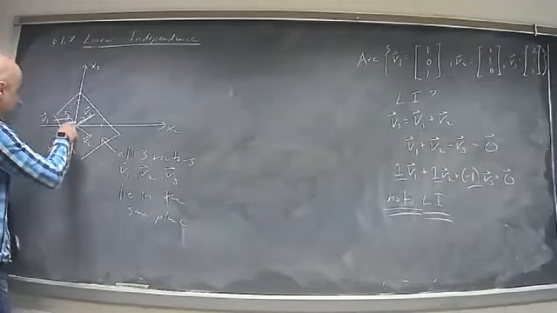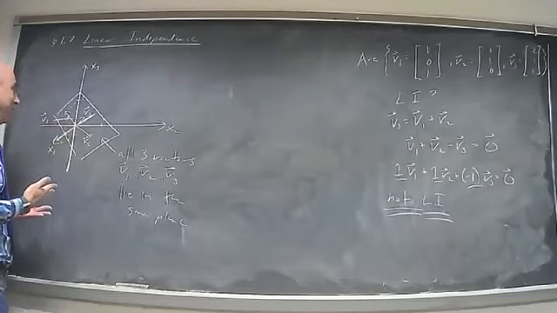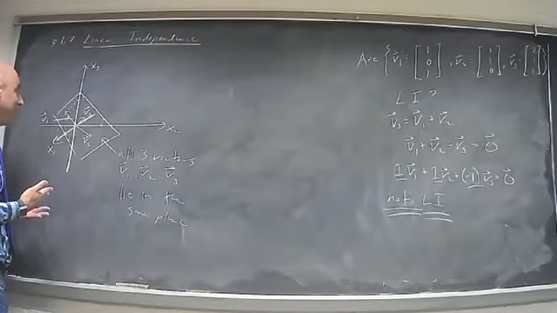And as it turns out, v3 is just the sum of v1 and v2. So of course it lies in the same plane as v1 and v2, because using v1 and v2, I can only get to the plane which contains v1 and v2.